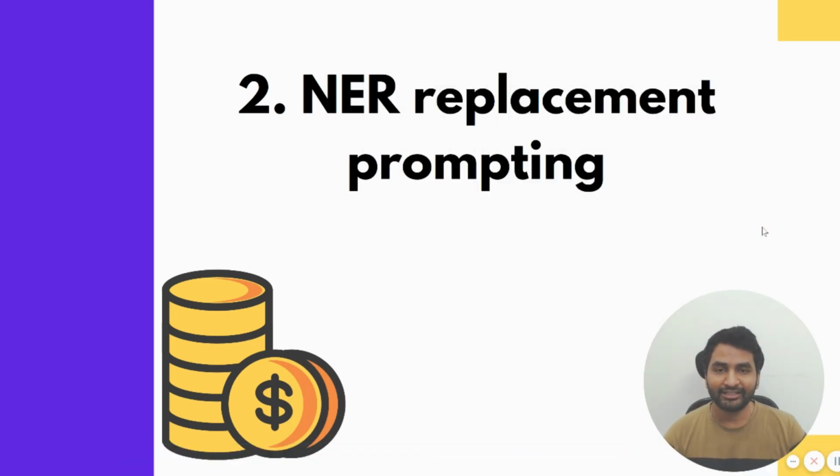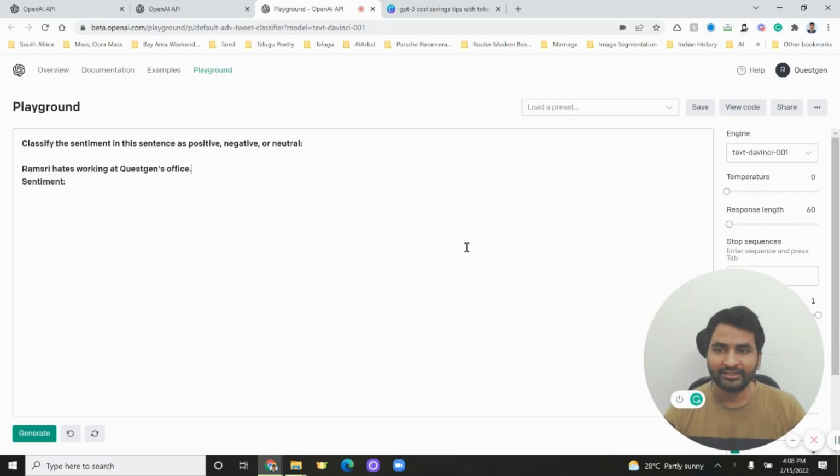And the second technique is actually NER replacement prompting. Let's look at that. For example, let's say you have a sentiment classification task. You need to say the sentiment of a particular sentence as positive, negative, or neutral. This is how you would craft a prompt: classify the sentiment in this sentence as positive, negative, or neutral. And the sentence that you get as input is this: Ramsri hates working at Question's office. Question is a startup that I'm running, question.ai. If you just click on generate, you can see that we get the correct sentiment, negative.